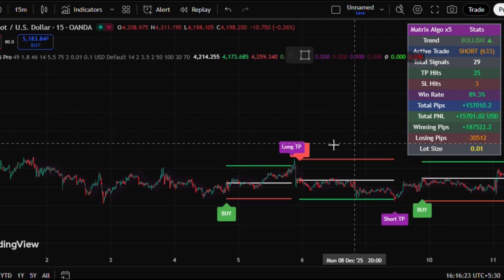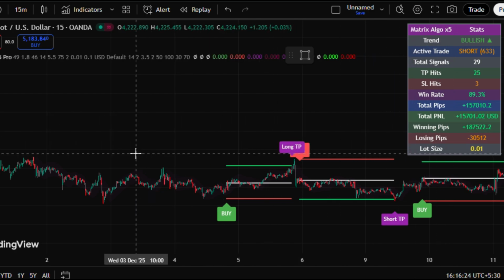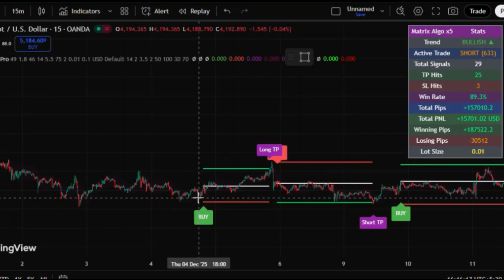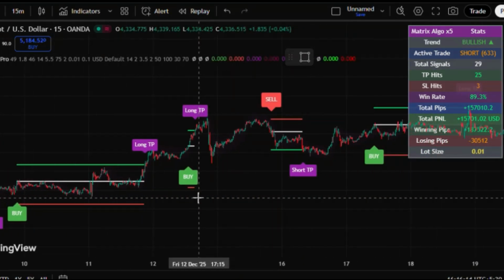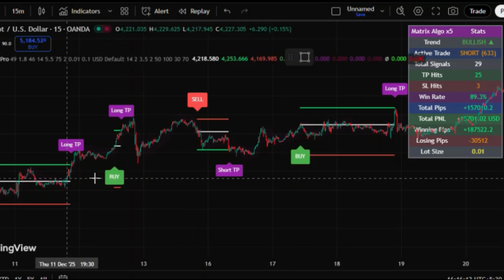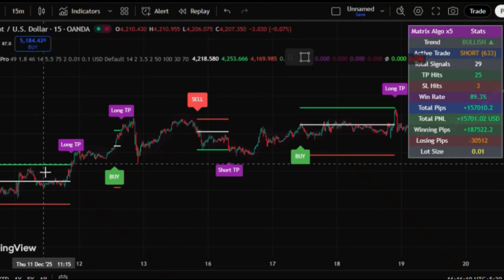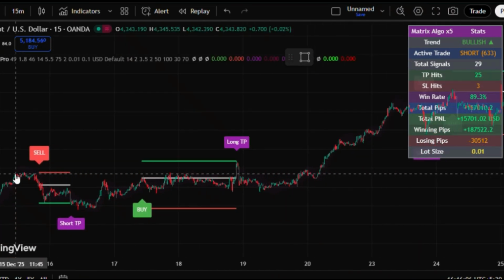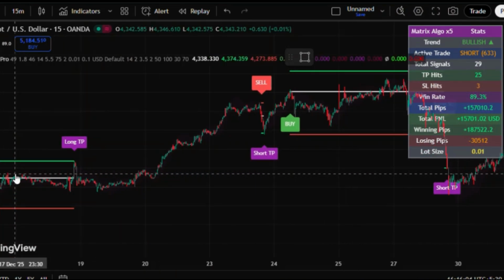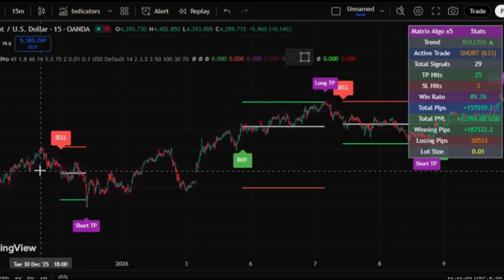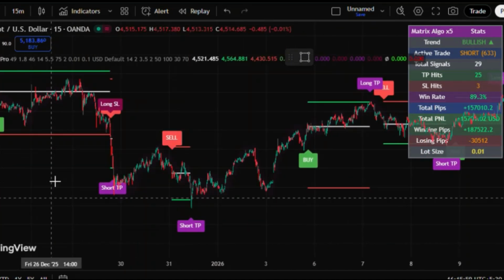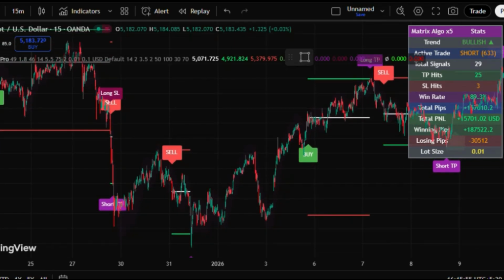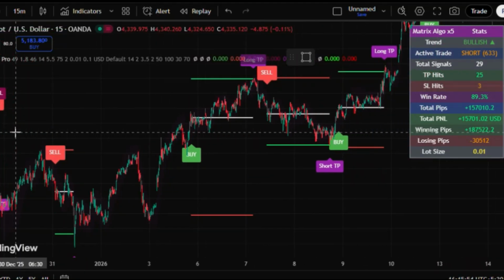On this chart, you can also clearly see the market trend, whether it's a buy or sell trend, whether it's a bullish market or a bearish market. At the same time, you can view the total number of signals generated. There are 29 signals in total. Out of those, 25 are in profit, 3 are losses, and 1 is still pending, since this is a live market. The number of pips is also shown here. You can see the total pips, loss pips, and won pips. Everything is displayed so you can calculate it yourself.